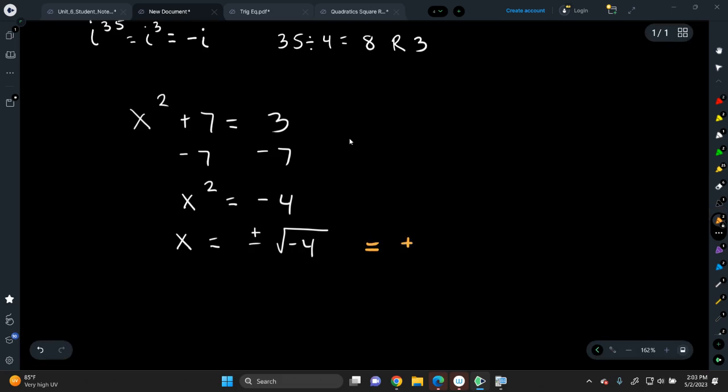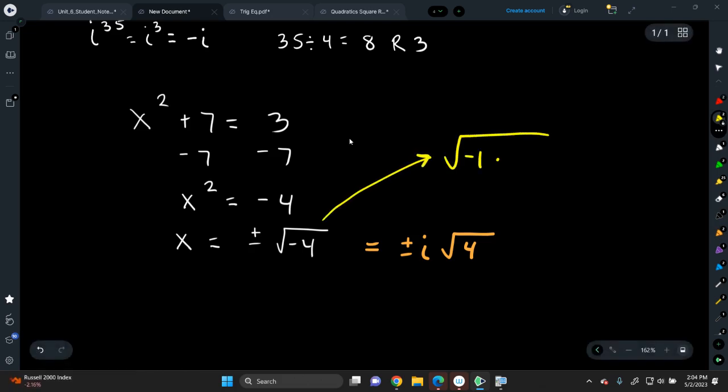So we're going to do plus or minus i times the square root of 4. So notice it's not negative anymore. I took the i out, which is the negative. I'm trying to simplify it. Sometimes when I try to simplify, I make it more complicated. This is actually the square root of negative 1 times 4. That's how we get negative 4, right? And what's the square root of negative 1?